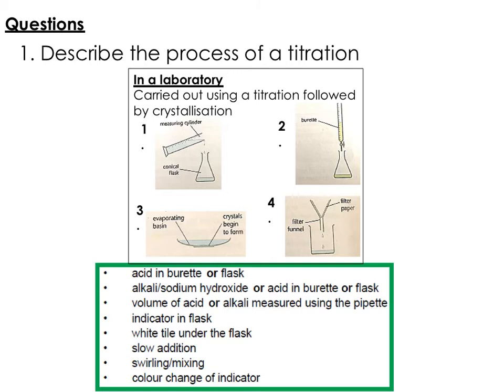If you were doing a titration to work out the concentration of something, you would be making sure that you got concordant results. So you would repeat the titration until you got results that were 0.1 centimetres cubed within each other, and then you would take a mean of those concordant results, of those results that are 0.1 centimetres cubed within each other.